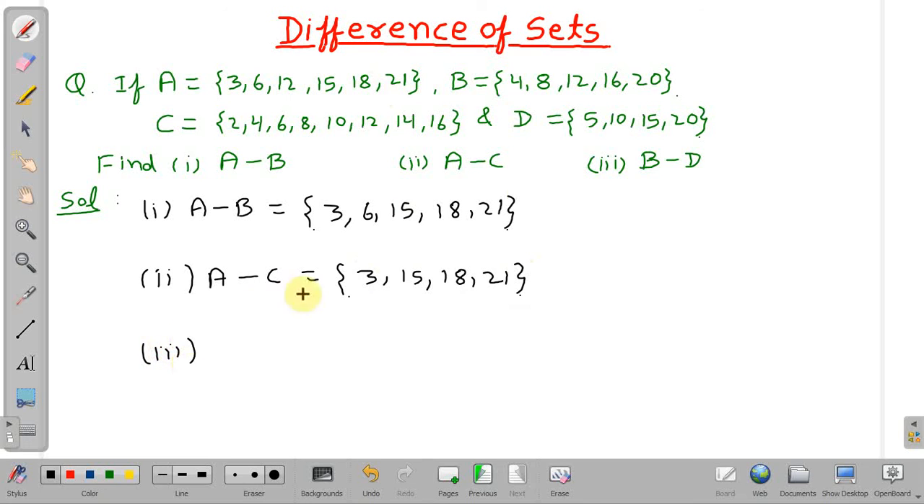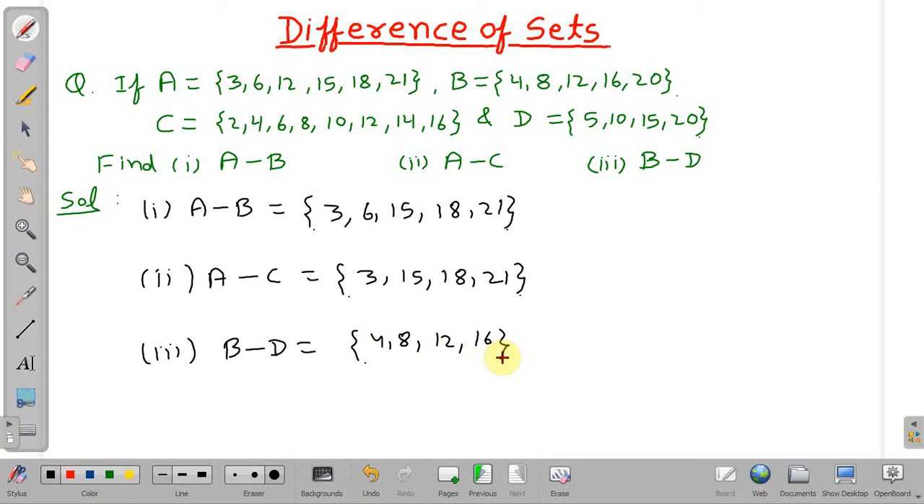Next, question number 3, we have to find B minus D, that is all those elements of B except those which are elements of D also. So B minus D equal to, see, D elements are multiples of 5, up to 20. So we have to remove multiples of 5 from set B. So 4, 8, 12, 16. 20 is a multiple of 5, so we will remove that. See here, it is contained in D also. So 4, 8, 12 and 16.